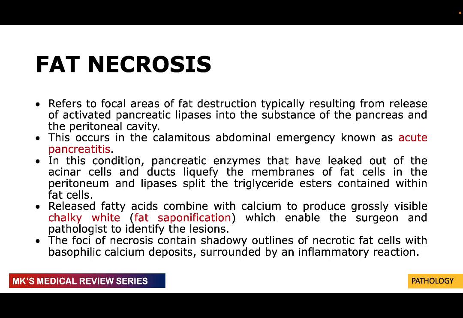So when these pancreatic enzymes leak out of the acini and the ducts, they can actually liquefy the membranes of the fat cells in the peritoneum, and then the lipase can split the triglyceride esters contained within the fat cells. So when you release these fatty acids, they may sometimes combine with calcium in the process that's known as fat saponification, where you form this chalk-like white material. And this can even enable surgeons, when they are opening up the abdomen, to identify the specific lesion. And the focus of necrosis is going to have this shadowy outline of the necrotic fat cells with basophilic calcium deposits that are going to be surrounded by an inflammatory reaction.